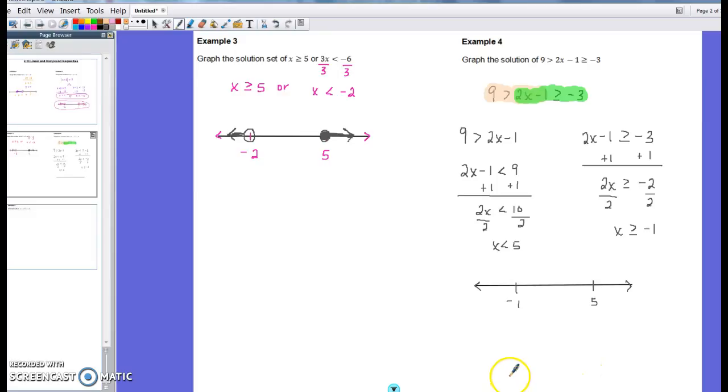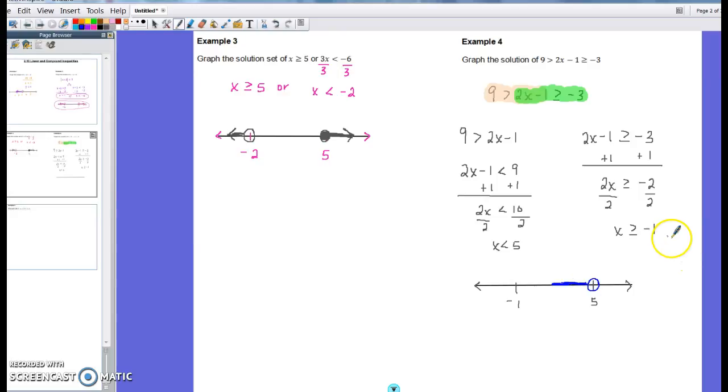And when I go ahead and graph those, let me start with this one here. X is less than 5. So if x is less than 5, that means I have an open circle, and less than means I go to the left. So I would be shading this way.